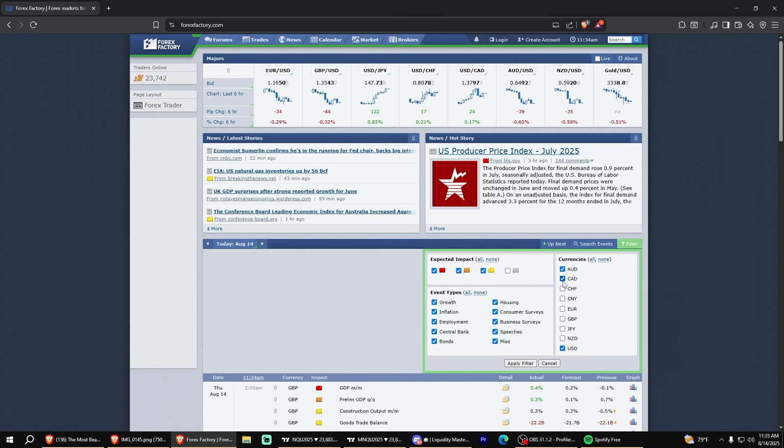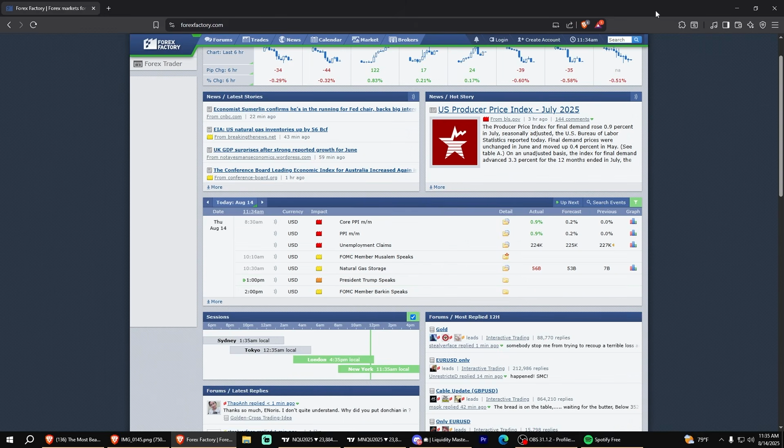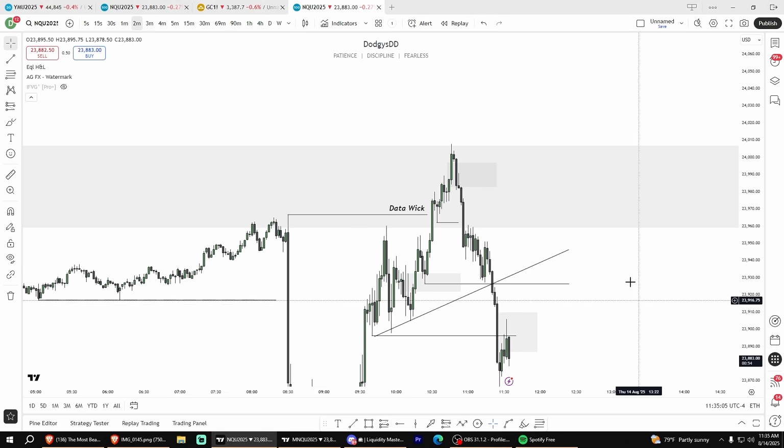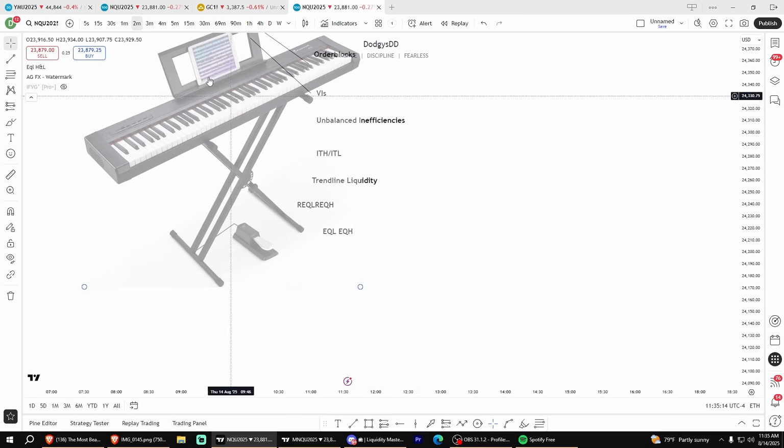Anytime you see any red folder news, look for data low or data high, and do not trade before 8:30. So like today we had PPI at 8:30. Look for a data high or data low. I don't even remember the last data wick we had, but this was one today, so this is the one I'm going to show you guys.